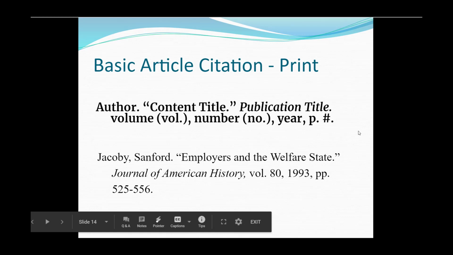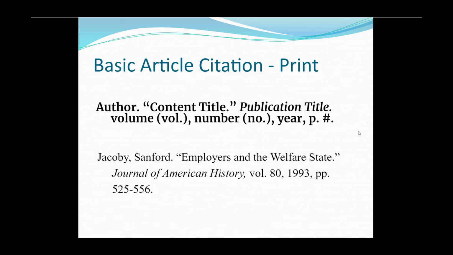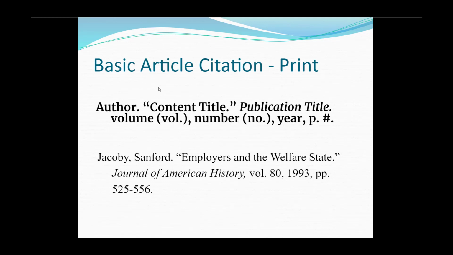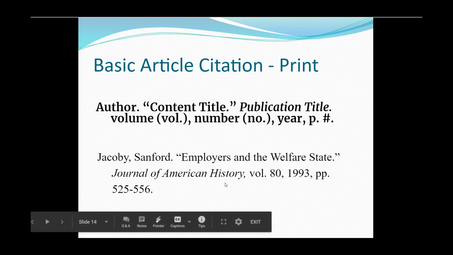Articles from journals, magazines, and newspapers require additional information compared with a book. The author is listed first, regardless of the type of source. Now we have 2 titles we need to indicate: the content title and the container title or publication title. Like the title of a book, the publication title is italicized, since that is what you would see if you were looking at the physical cover of this journal.